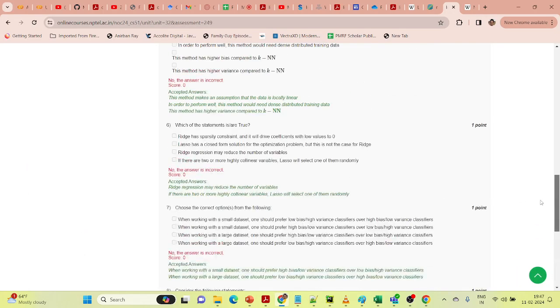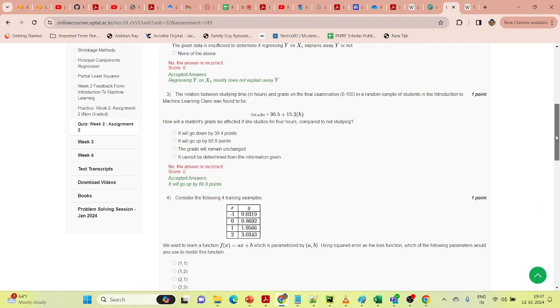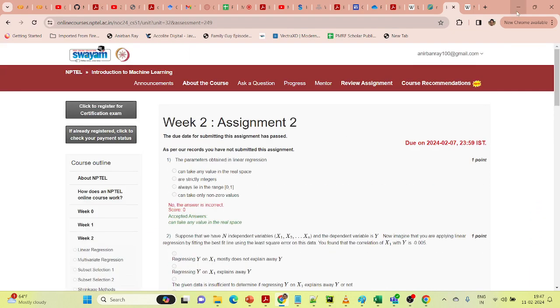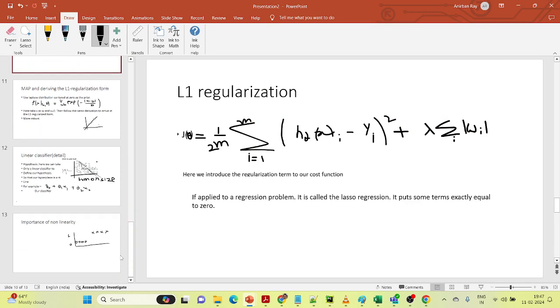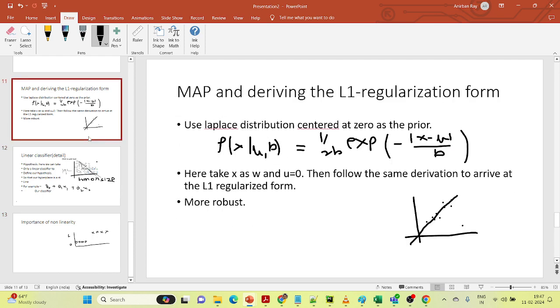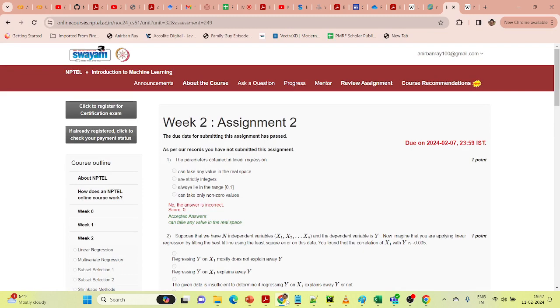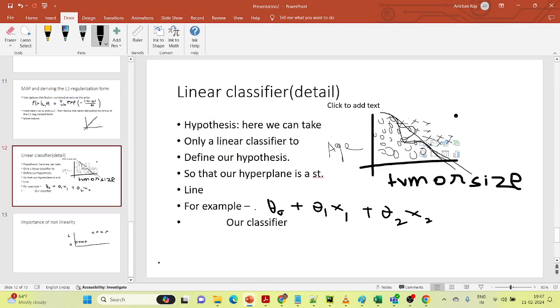Okay. So this is the one problem here, more practical. These concepts are more important when you implement the algorithms, not while solving problems. Okay. And so we next move to the linear classifier. Okay.